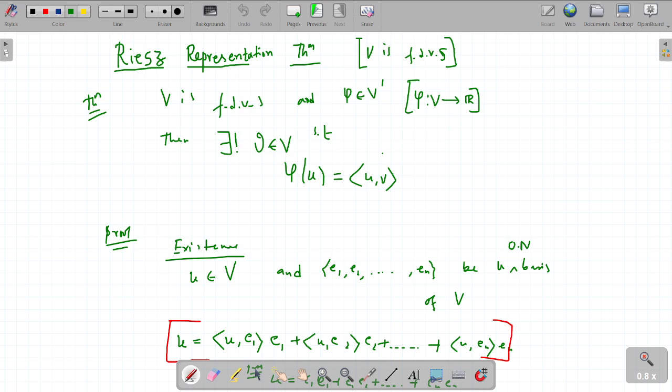In this theorem, I am making the restriction that I am doing this theorem for a finite dimensional vector space. But in functional analysis, this is also true for infinite dimensional vector spaces, but with some special conditions. So let's see the theorem. Let's say V is a finite dimensional vector space, and phi is a linear function on V.